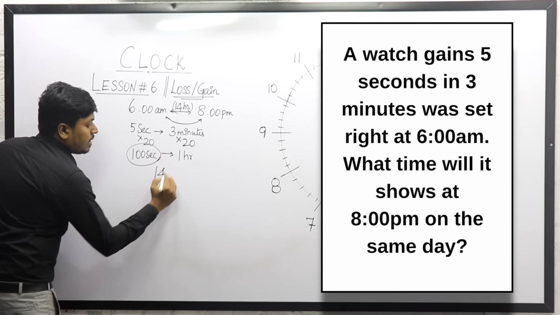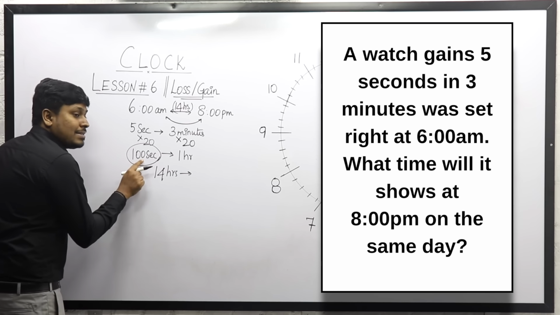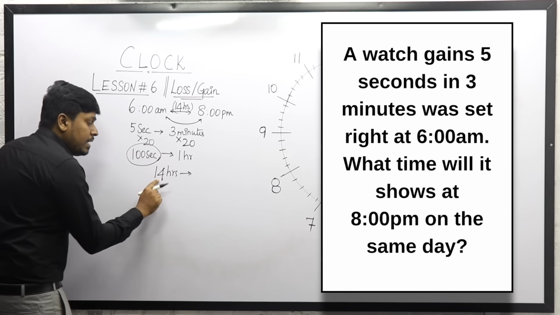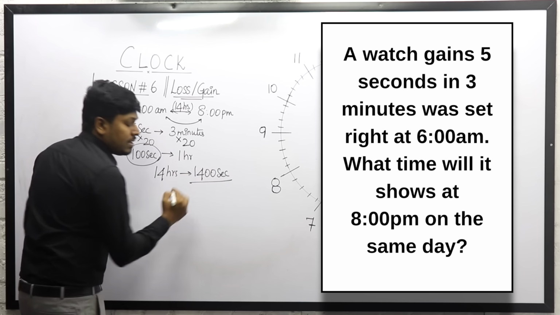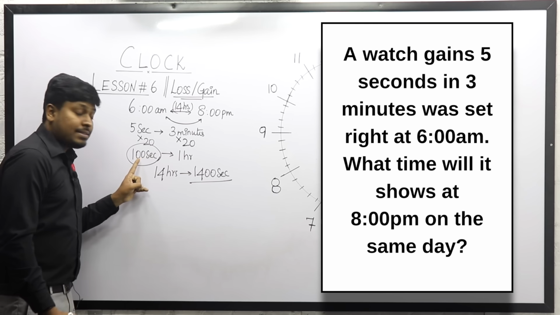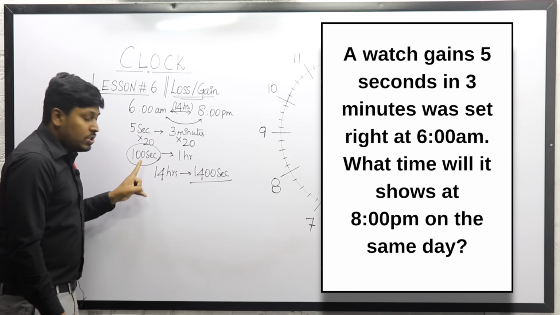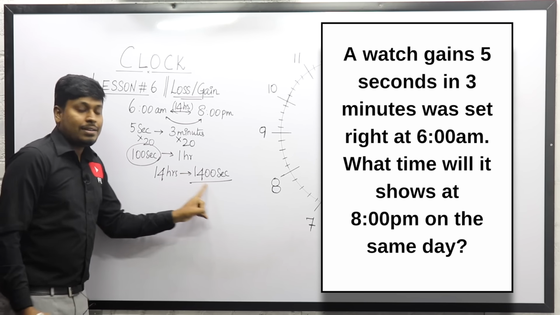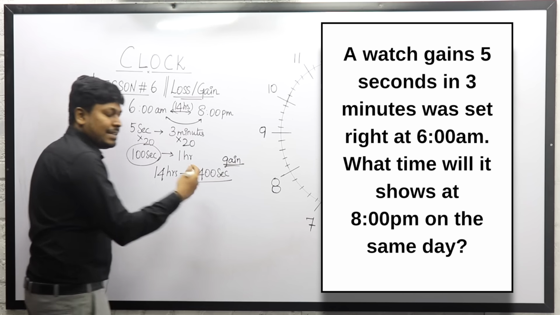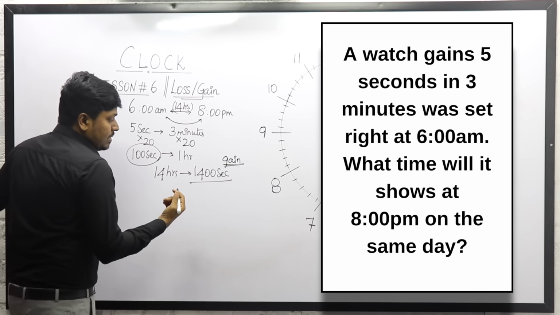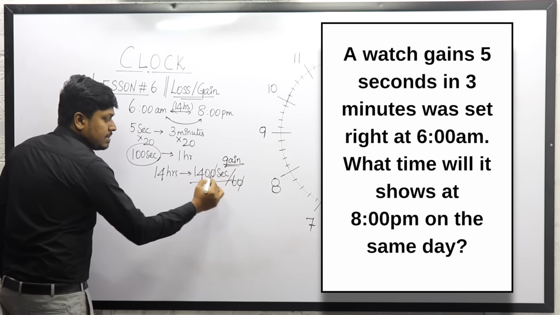So 14 hours will be the difference, and we know that for every 1 hour the clock is gaining 100 seconds. So for 14 hours the clock will gain 1400 seconds. So friends, understood? For every 1 hour, 100 seconds gain. So for the complete 14 hours difference, 14 into 100 will be 1400 seconds the clock will gain. Now convert these seconds in terms of minutes. How to convert this in terms of minutes? Just divide by 60.